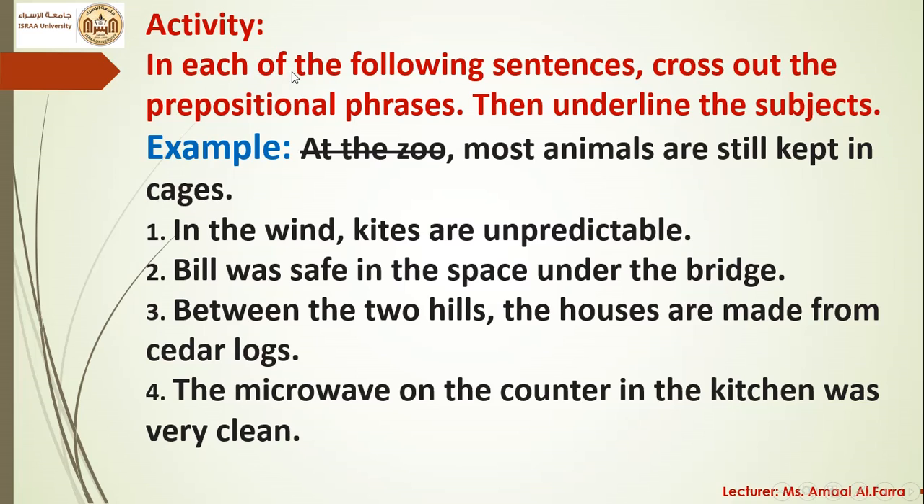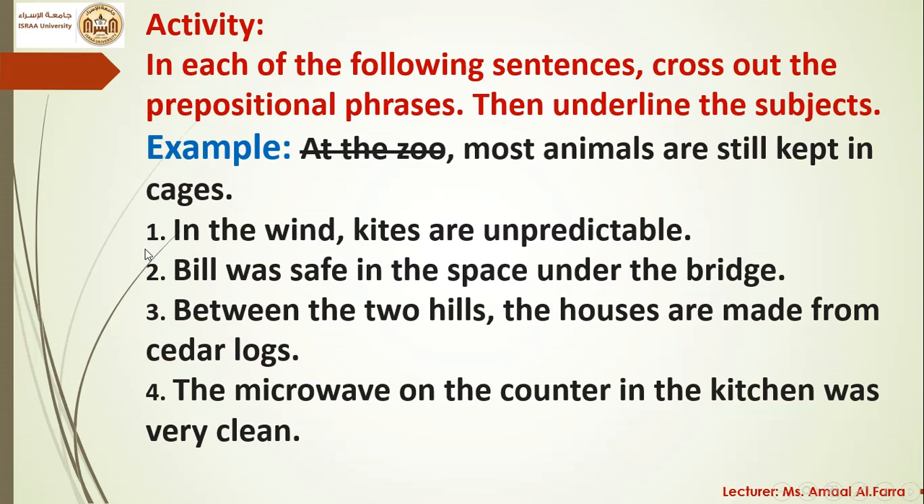Activity. In this activity, you have to cross out the prepositional phrase and underline the subject. That is to help you differentiate between the prepositional phrase and the subject of a sentence. Like this: "At the zoo, most animals are still kept in cages." At the zoo, this is a prepositional phrase and it is crossed out. Most animals are still kept in cages. This is the subject of the sentence and it should be underlined.